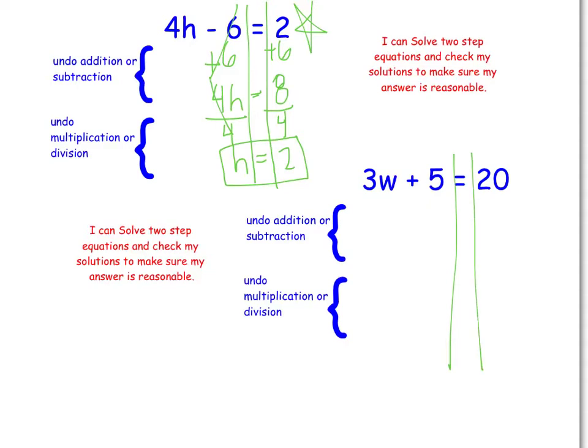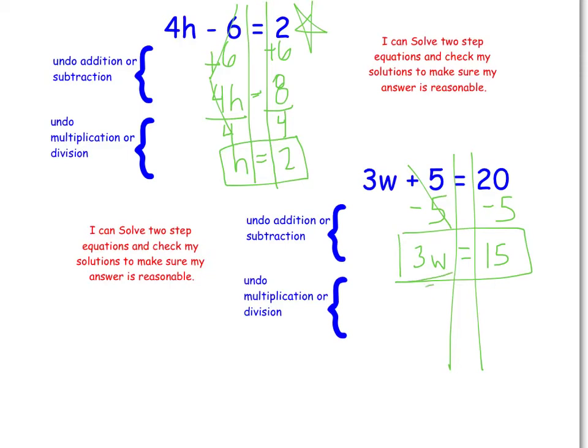Alright, I'm going to undo my addition or subtraction. So I'm going to undo the minus or plus 5 by subtracting 5 on both sides. 3 W's left on the left-hand side. On the right-hand side, 15 is left. It's super helpful to do this step of rewriting your problem again. That way you can see, now what do I have left?